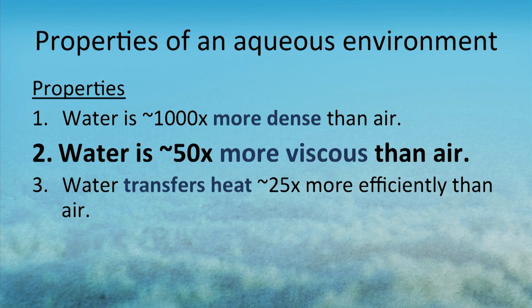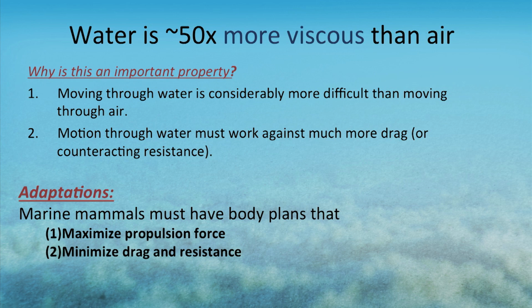Water is 50 times more viscous than air. Before we get started on this, let's go ahead and talk about what viscosity actually means. Viscosity is a measurement of the thickness of the fluid. So water is going to be more viscous than air. You know that it's more difficult to move through water than through air. If you've ever tried to walk 50 meters versus swim 50 meters, it takes a lot more effort and energy to move that 50 meters in the water versus in the air.